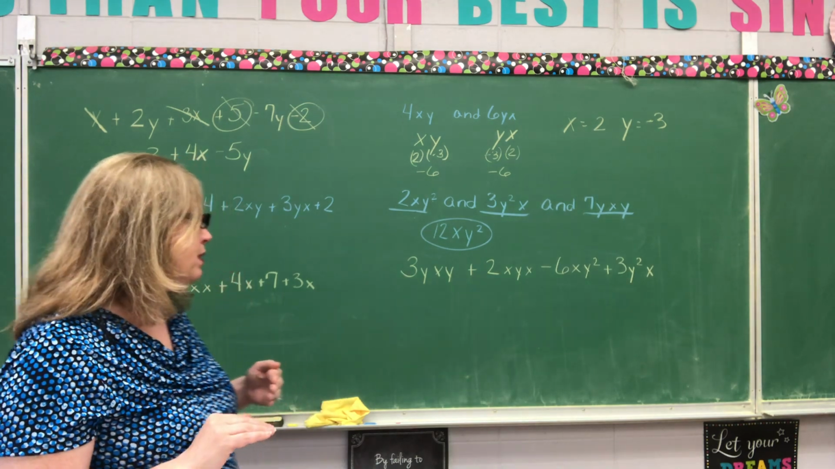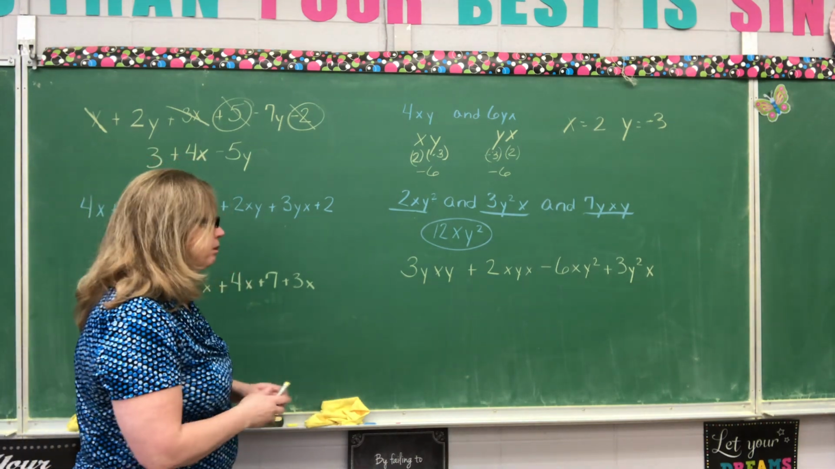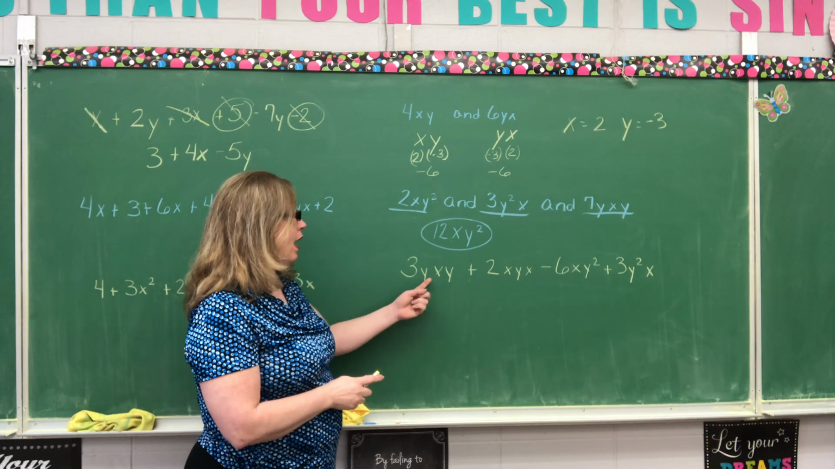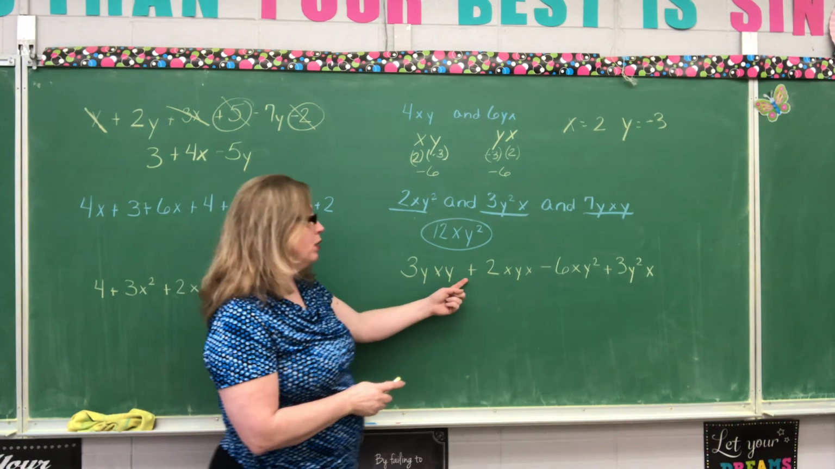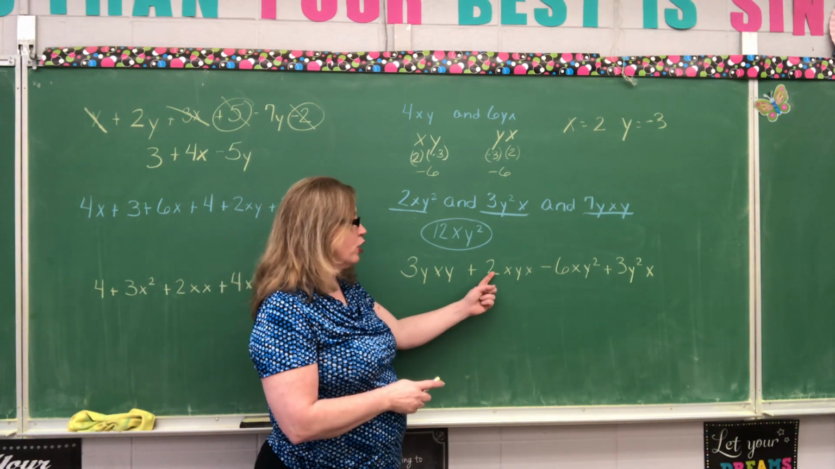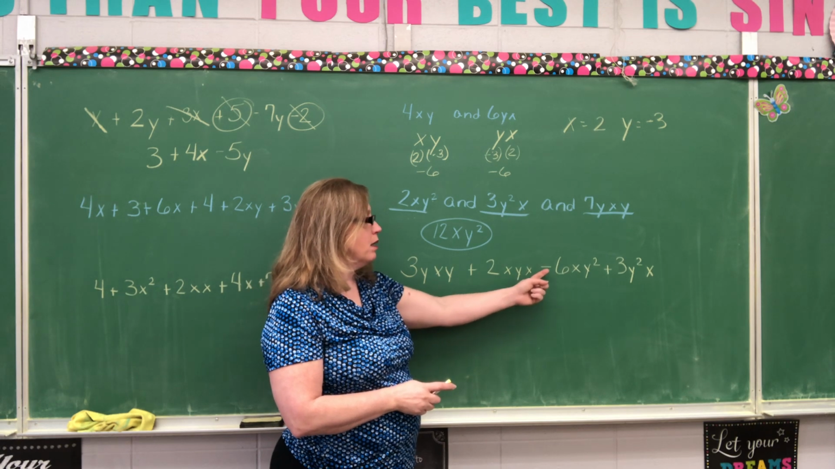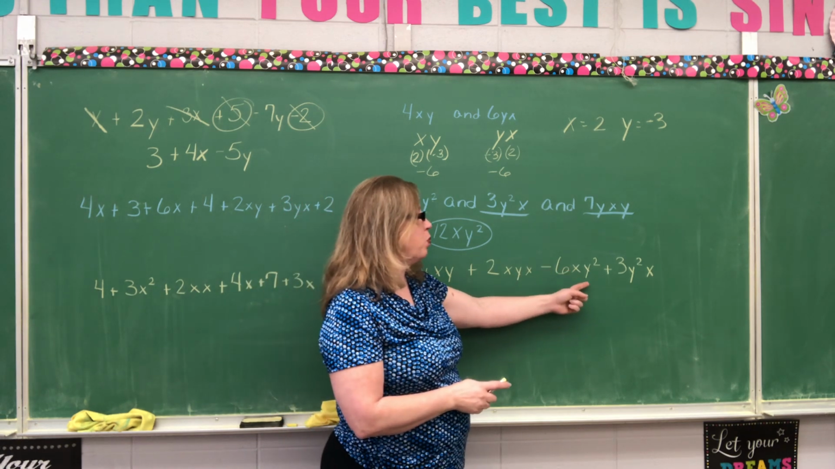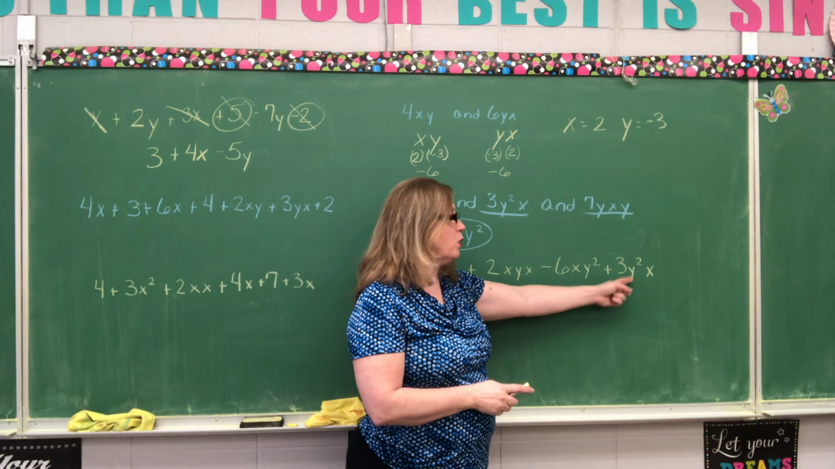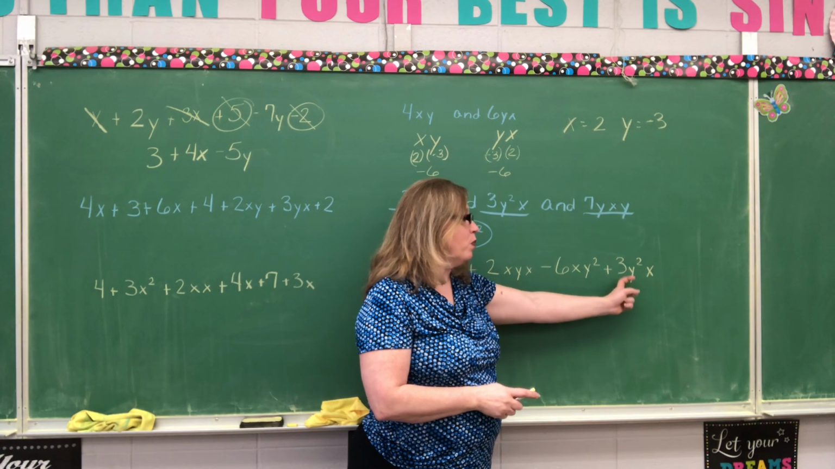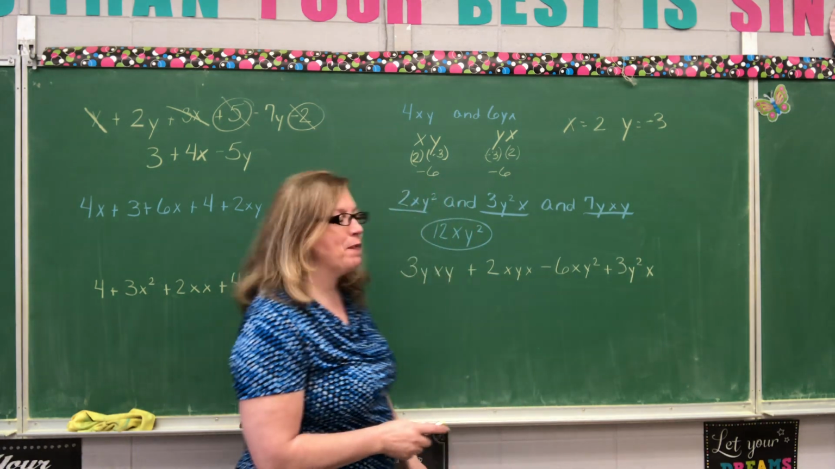Okay, all we have to do is add the coefficients once we know that all of the letters are like terms. Let's look at this next one. 3yxy plus 2xyx plus minus 6xy squared plus 3y squared x. I can't read it today, all right?